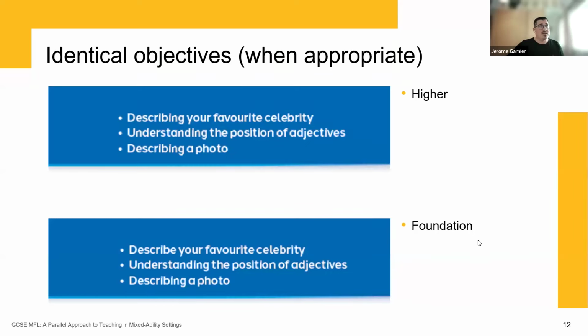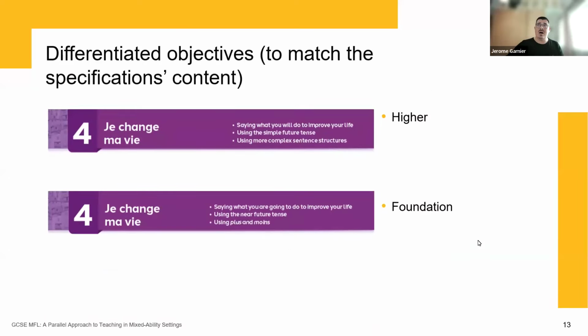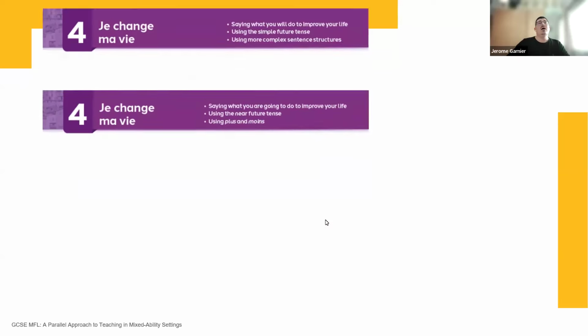Now, there are instances where the objectives are not matching, but that is for a very good reason. For example, those who are French teachers will know that the simple future is not featured in the higher specification for French. So the spread that deals with the simple future on higher has that reinforcement and recycling of the near future tense for our foundation students.